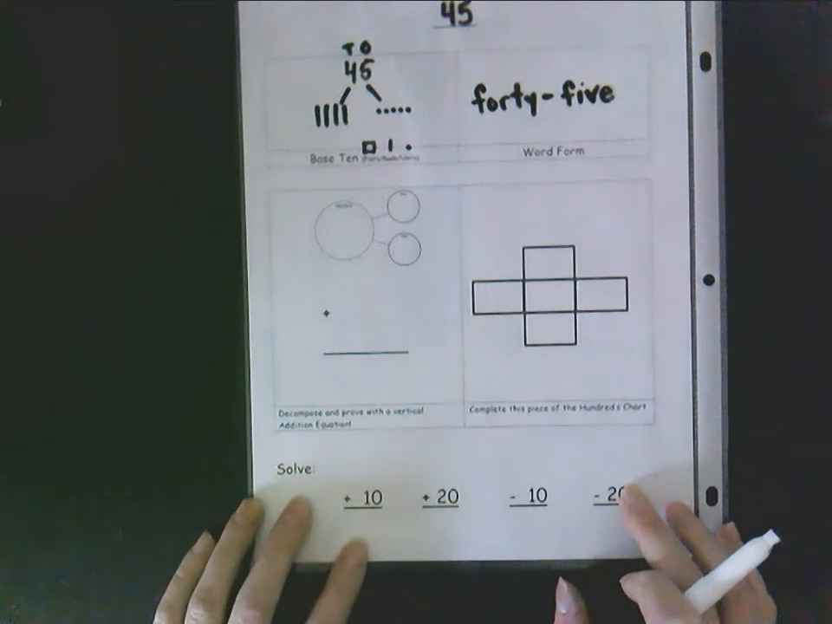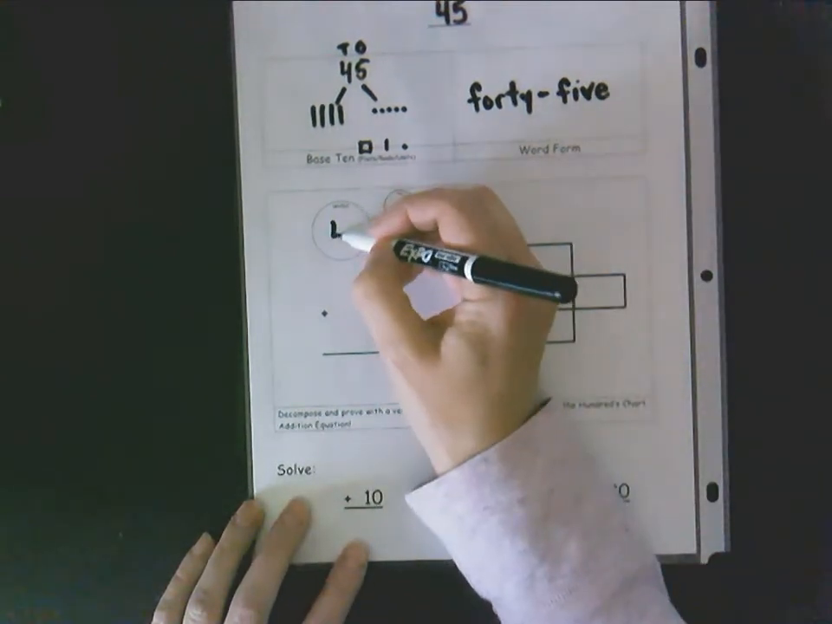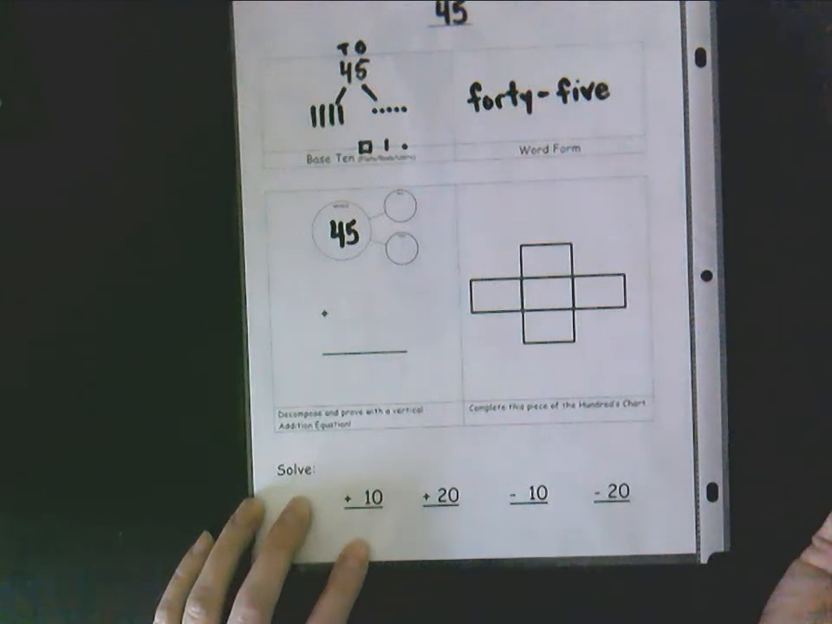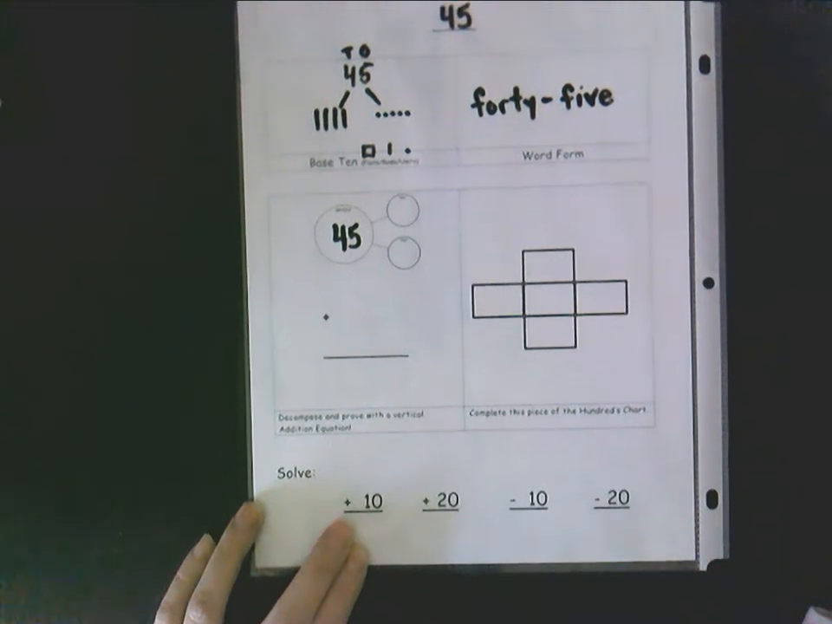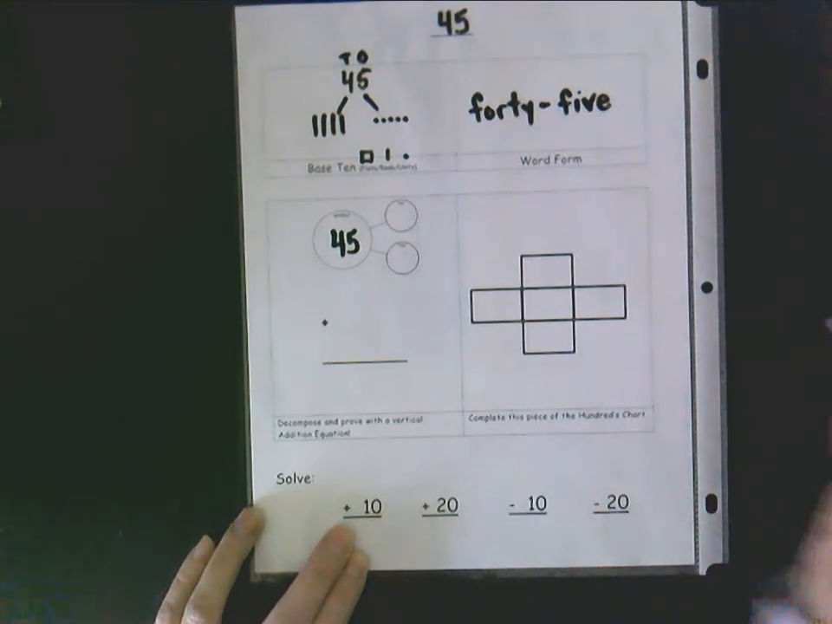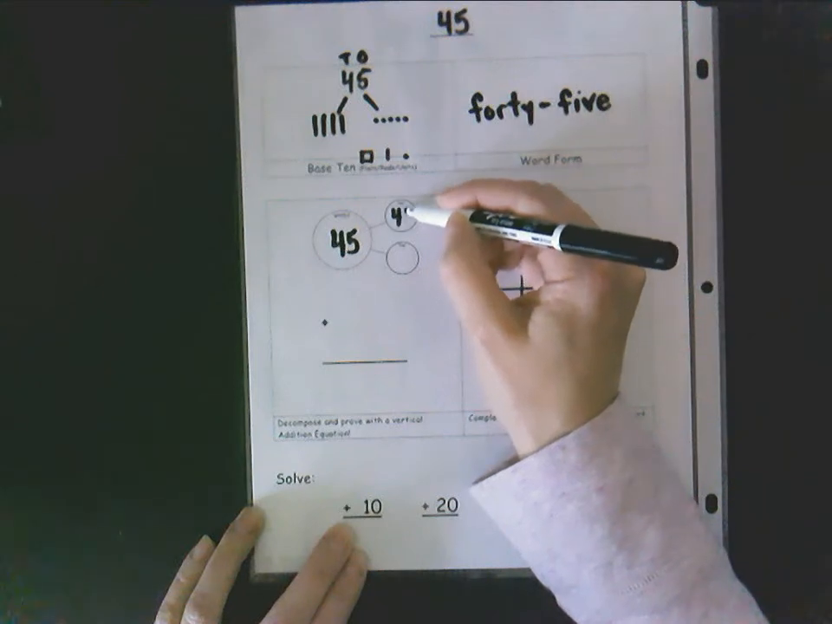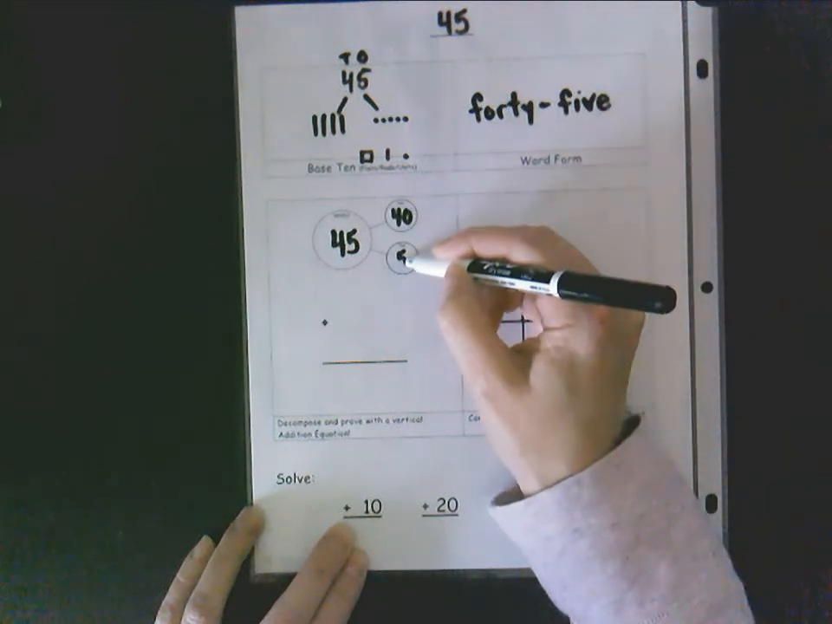It gets a little tricky when we go down to decomposing 45. Remember, there's easy ways to do it and there's hard ways to do it. Because this is our first time doing number of the day, we're going to do it in an easy way. We're going to break it into tens and ones, which we did on the front side of number of the day. 45, I believe, can be decomposed into a 40 and a 5.